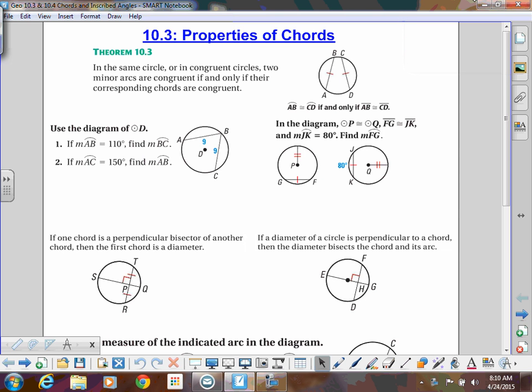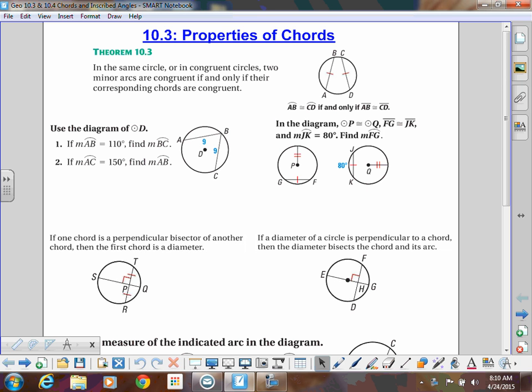In this video, we are going to formalize some of the properties we've been talking about in chords. So the first property is talking about either in the same circle or in congruent circles, we have two minor arcs are congruent if and only if their corresponding chords are congruent.